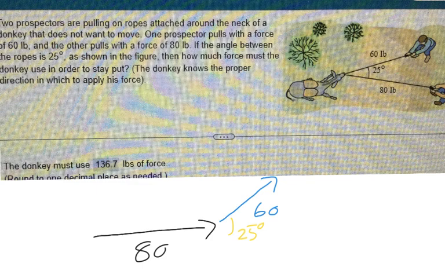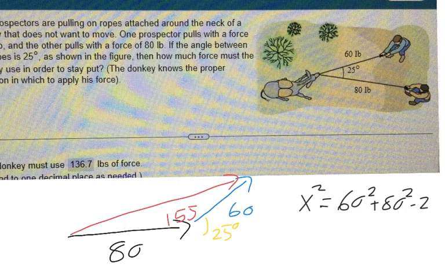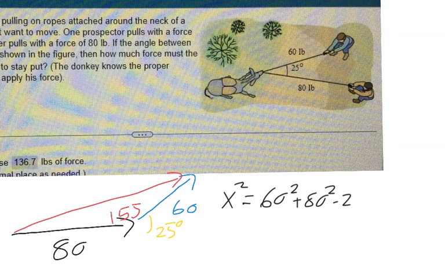Once I've got it set up like this, it's the exact same as the previous question. I'm looking for their resultant vector, from the beginning of the 80-pound vector to the end of the 60-pound vector. And I know that the angle here must be 155 degrees because this forms a straight line, so it has to add to 180. And you're going to just use the law of cosines again. So it's going to be x squared equals 60 squared plus 80 squared minus 2 times 60 times 80 times cosine of 155.